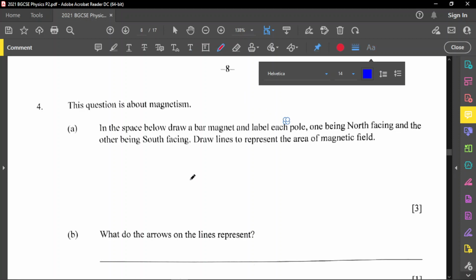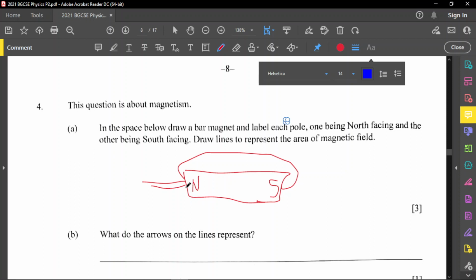So let me just quickly do that. If this is my bar magnet here, I'm going to draw my north and south. It doesn't matter which way I draw it, the north or the south, but the ends must be north and south. Now what you must do is draw the magnetic field. So let's draw the lines first. You're going to have some lines running from one end to the other end. You can draw any amount of lines. I'm also going to draw only one, just to show the concept.